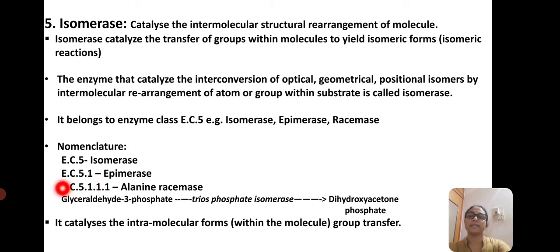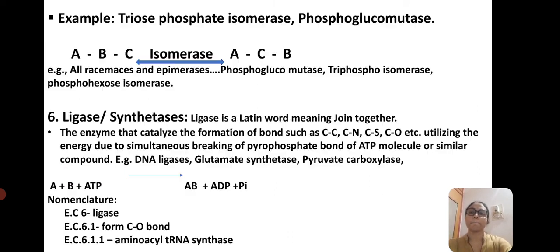One more example we can take here, glyceraldehyde 3-phosphate. In the presence of triose phosphate isomerase, it is going to give dihydroxyacetone phosphate. It catalyzes the intramolecular shifting of the form. Within the molecule there will be shifting of the atoms, or any functional group, in the case of isomerases. Other examples of isomerases are triose phosphate isomerase and phosphoglucomutase. All mutases, epimerases and racemases are good examples. Phosphoglucomutase, triose phosphate isomerase and phosphohexose isomerase are the examples.